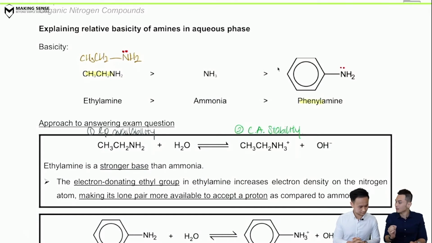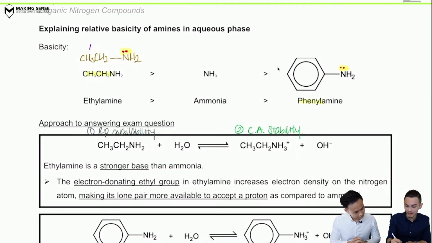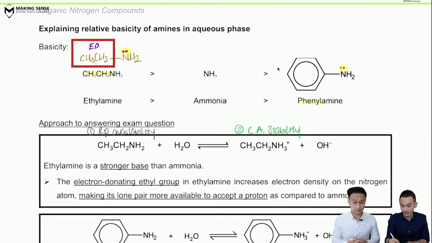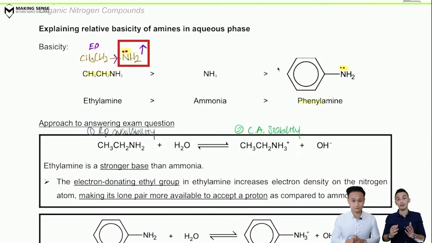So what is the key thing to focus on again, Mr. Tim? Availability of the lone pair. Exactly. So we're going to look at the lone pair, and we are asking this question: how available is the lone pair? The more available it is, the more basic it becomes. And it always depends on the kind of friends that they have. So in this case, we have someone that is electron donating, so that is going to increase the availability of the lone pair. So we expect this one to be pretty basic.